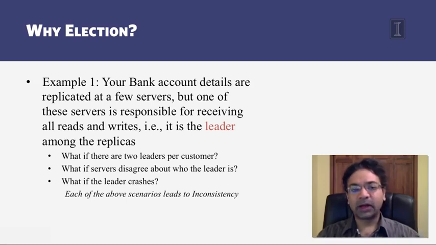Now, there are several scenarios that can happen with a leader. There might be two leaders per customer. This might be problematic because now the group of replica servers is not sure who the leader is, and therefore reads and writes might be split across these multiple leaders. Servers might also disagree about who the leader is. Some servers might know server A as a leader, and other servers might consider a different server as a leader, and that server might not even think it's the leader.